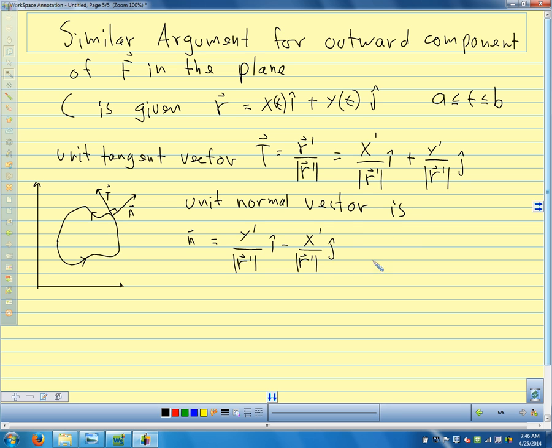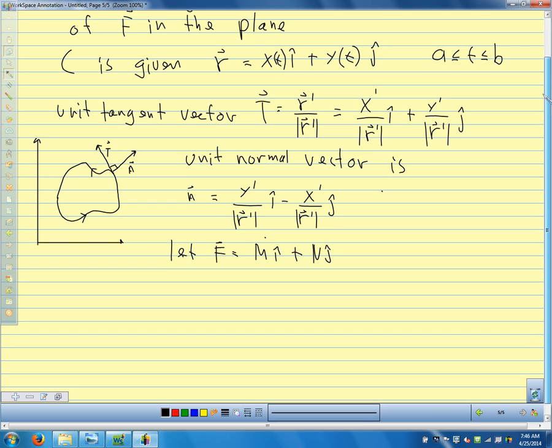And we're going to let f, some field here in the plane, be m i hat plus n j hat, like we've been talking about. And we want to find the line integral. We want to sum this normal component of f around the boundary of this curve. So we're going to integrate this normal component of f around the curve.